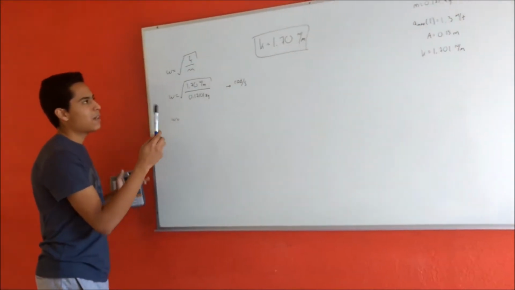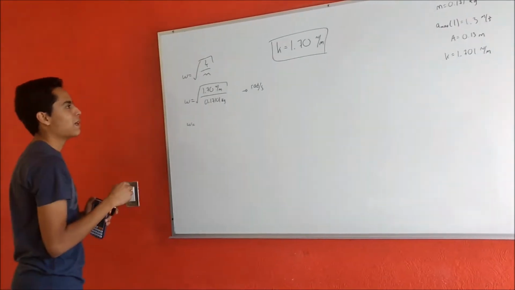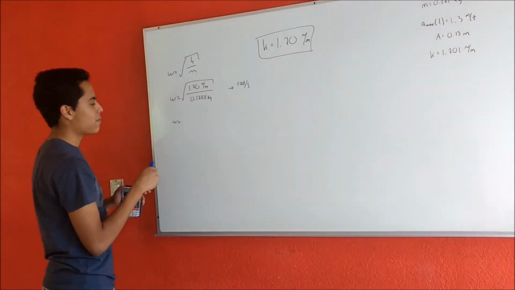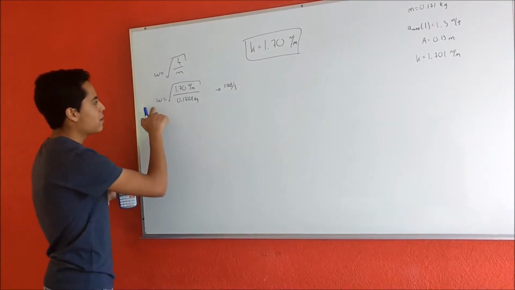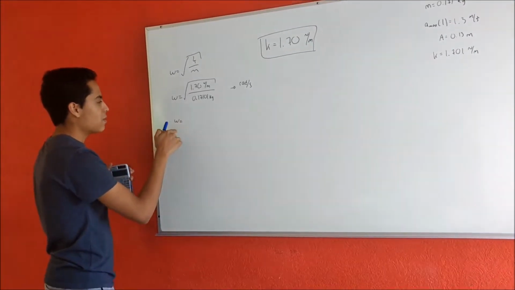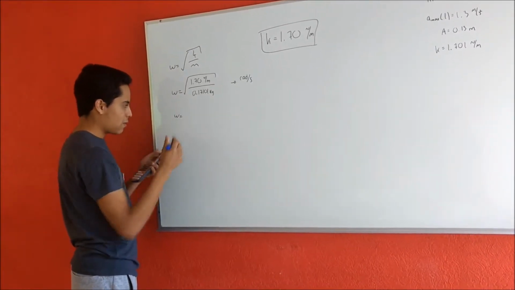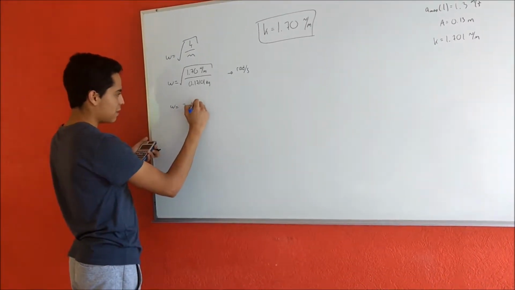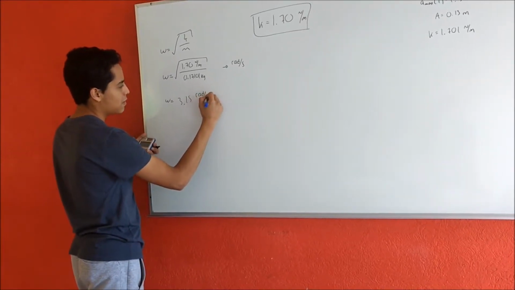So once we have the value of the constant of the spring, we can substitute the value on the equation, and it is going to be like this. And we know that the units of omega are radians over seconds. So the result of this equation is 3.15 radians over second.